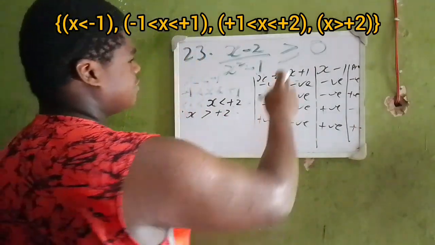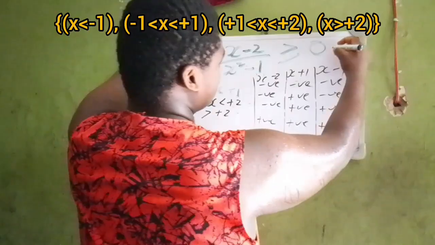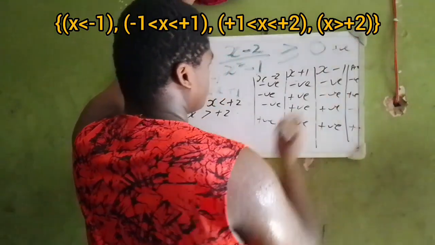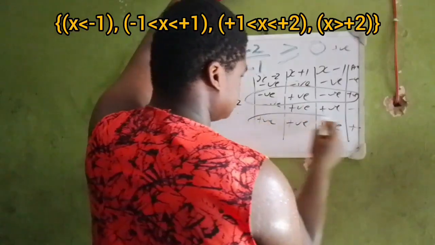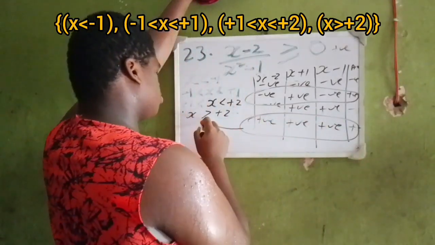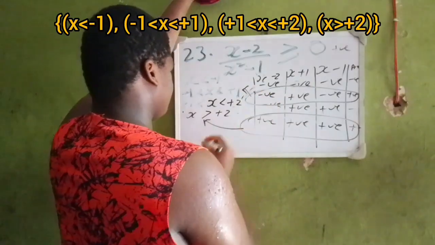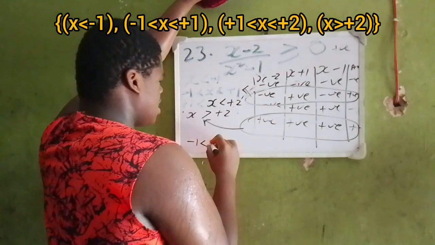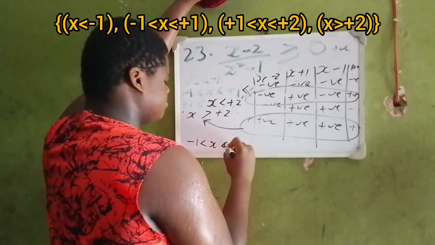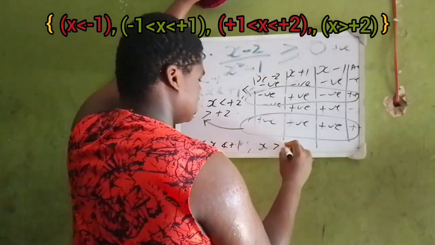They say we should find when it is greater than or equal to 0. So we're looking for it when it is positive, because greater than 0 is going to be positive. And when it's positive, this set and this set, this one corresponds to this. That means your value of x is going to be between minus 1 and plus 1, and also when x is greater than 2.